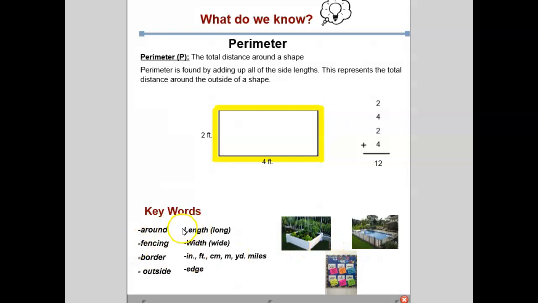Great thinking. Words that tell you you're talking about perimeter are around, fencing. I know it goes on the outside of a yard. Border goes on the outside of a picture or a frame. Outside, yes, because it's the very edge of a shape. You know that you need to know the length and the width because you have to add all of the side lengths together to determine perimeter. And even edge, because edge just refers to the edge of something, like the edge of this page.